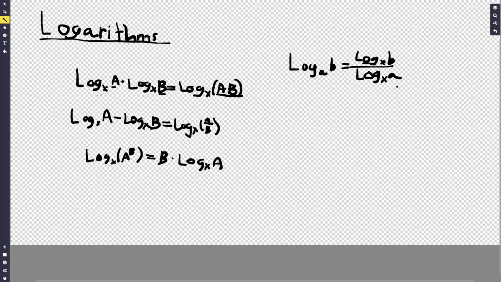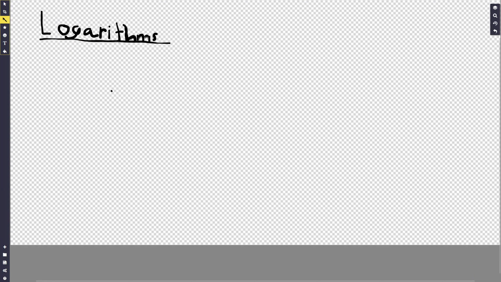And finally, this right here. Log base a of b is equal to log base x of b divided by log base x of a. Okay? And this is very important because most calculators only have log base 10. So when you're working with bases that aren't 10, it's very convenient to be able to switch to log base 10 with this method right here.